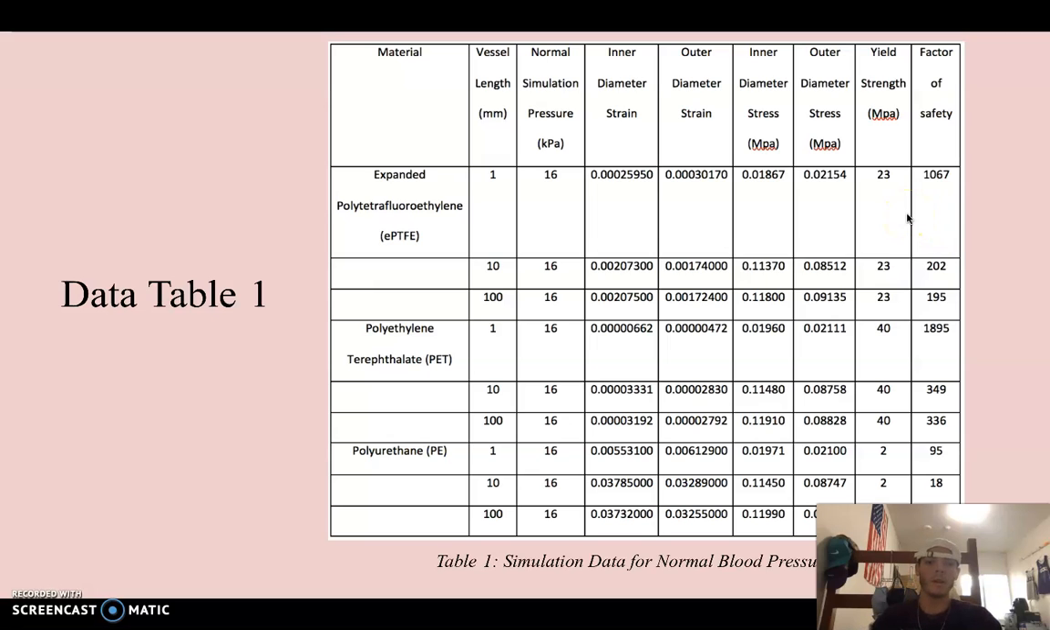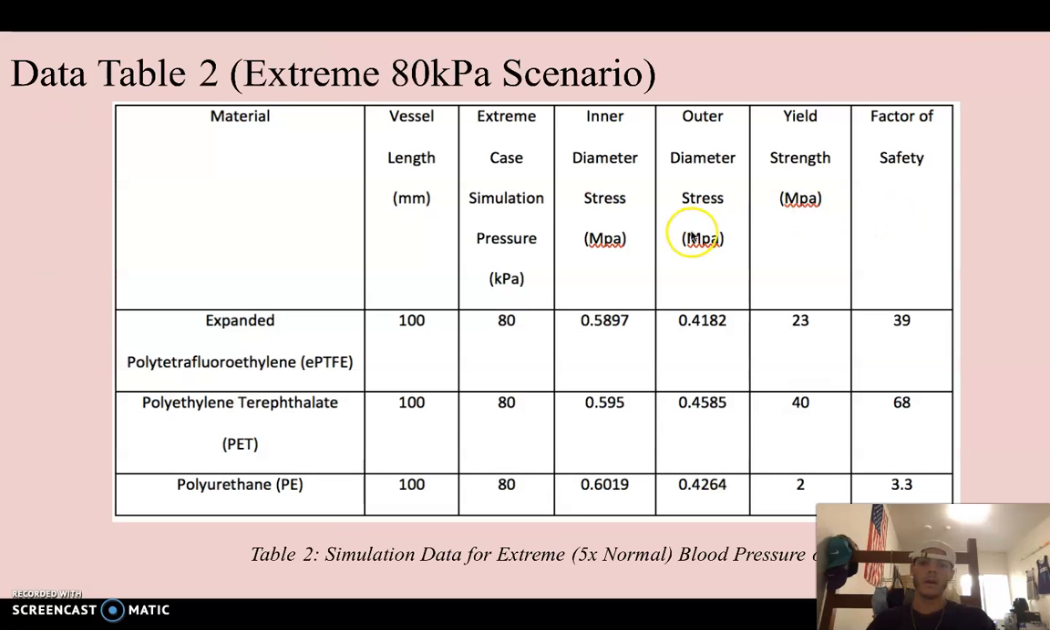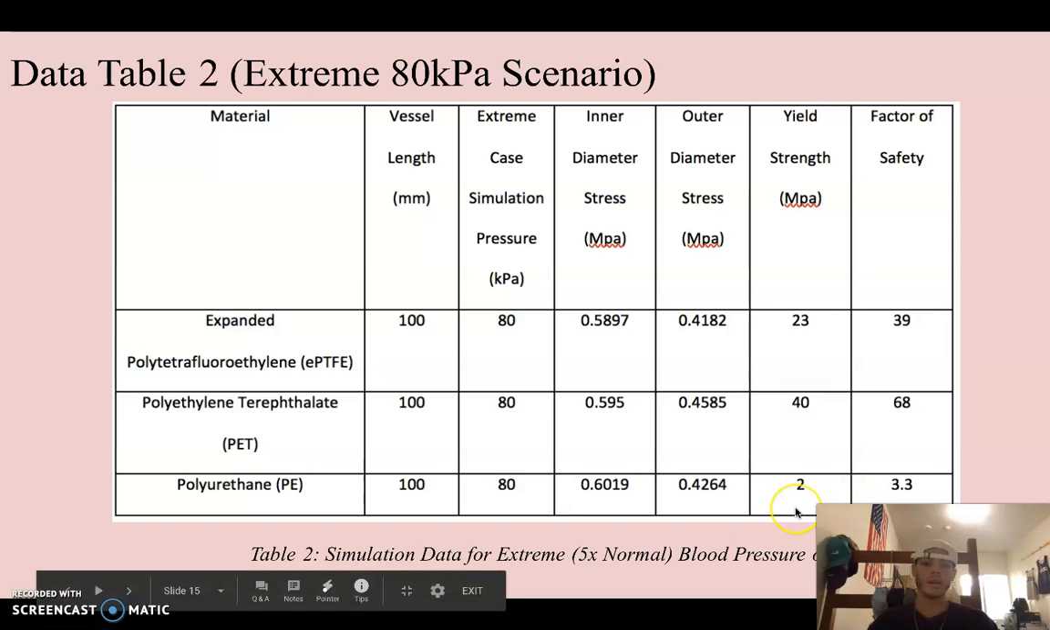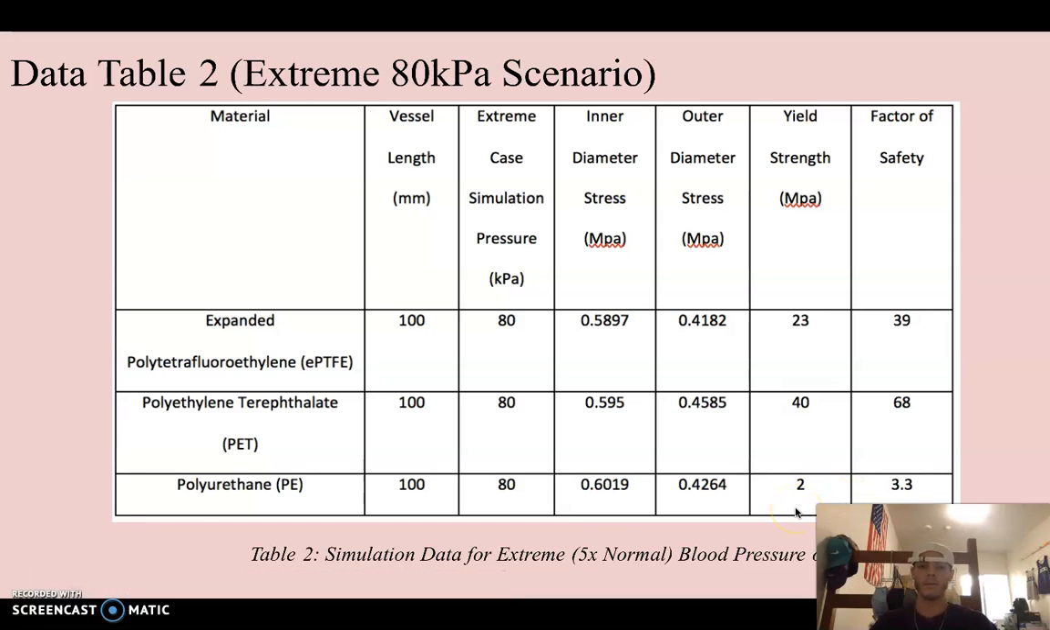which means we're operating 1,067 times away from the yield strength. And here's data table 2 for the extreme 80,000 kPa scenario. Again, factors of safety are calculated just to give us an idea of how far we are from vessel failure.